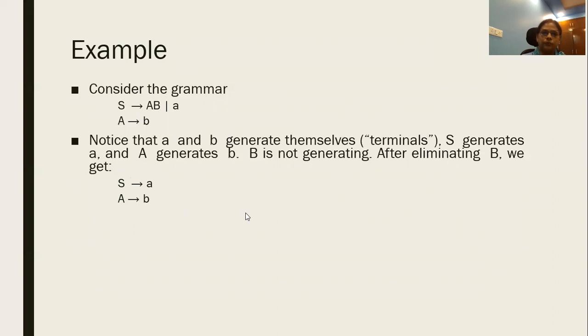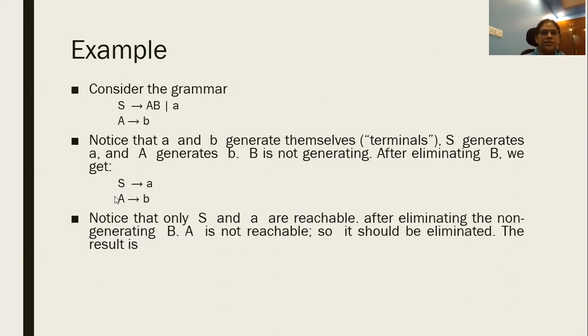Now, if we look at this again, we will see that there is no way in which A is reachable from S in any derivation of any string. Hence, S is the only reachable variable in this grammar. A is a non-reachable variable. Hence, this production A derives B also can be eliminated.